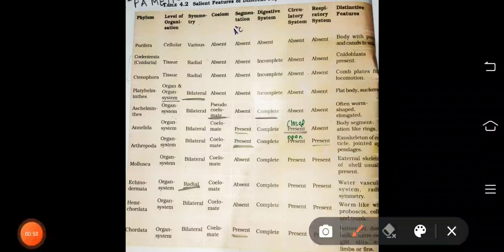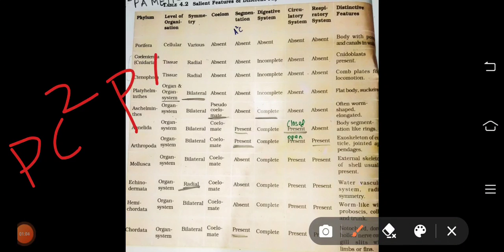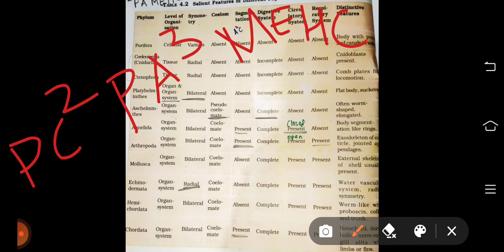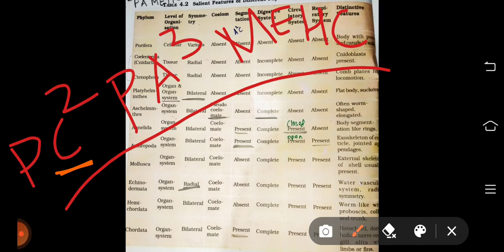So here there's a small formula: PC square PA cube mehek. This is the formula: PC square PA cube mehek. P for Porifera, one C is for Coelenterata and the other C is for Ctenophora. Okay. So Coelenterata is also called as Cnidaria. Yes, Coelenterata, Cnidaria. Then this P is for Platyhelminthes. Then 3 A's. So first A is for Aschelminthes.